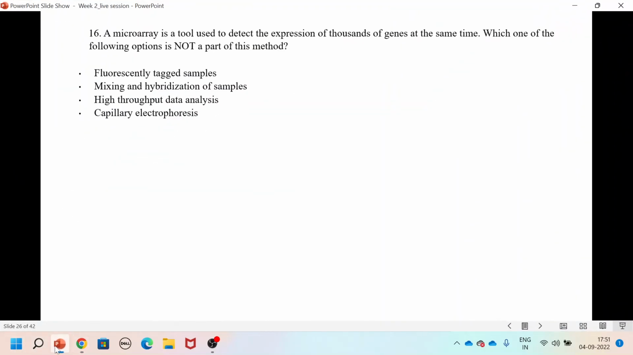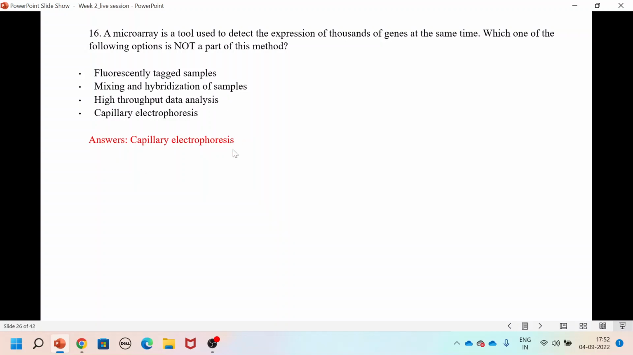Okay, Divya has answered option D. Okay. So the correct answer is capillary electrophoresis, as all of the other options, that is the fluorescently tagged samples, are required for the microarray. Mixing and hybridization of the samples takes place for the microarray. High throughput data analysis is required when we want to analyze the microarray data.